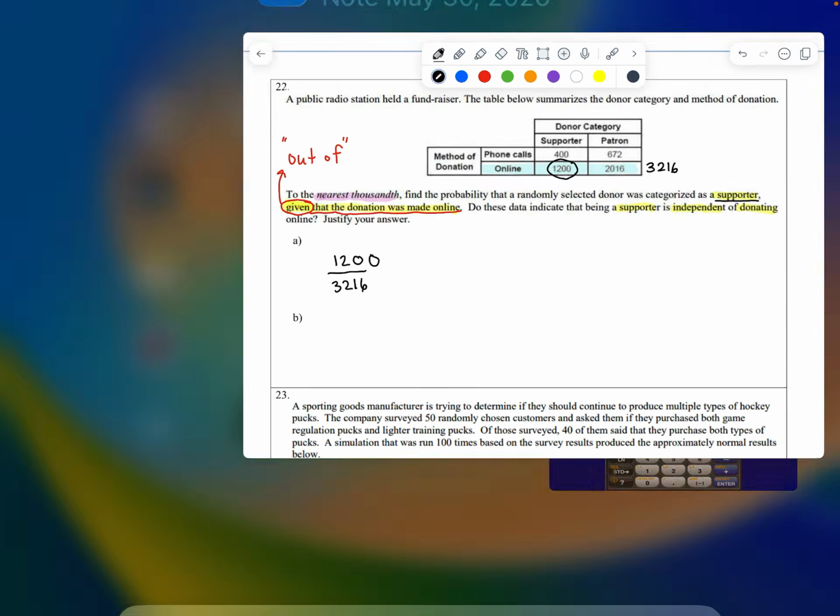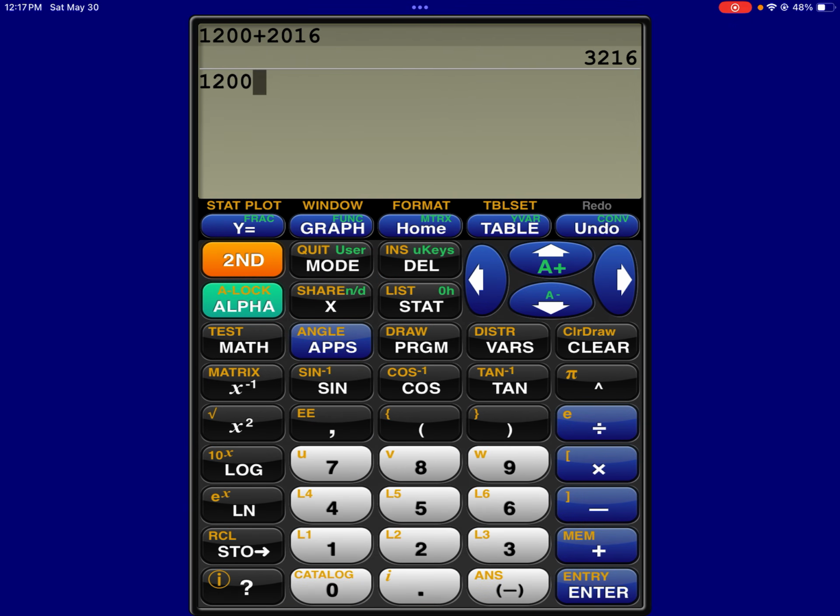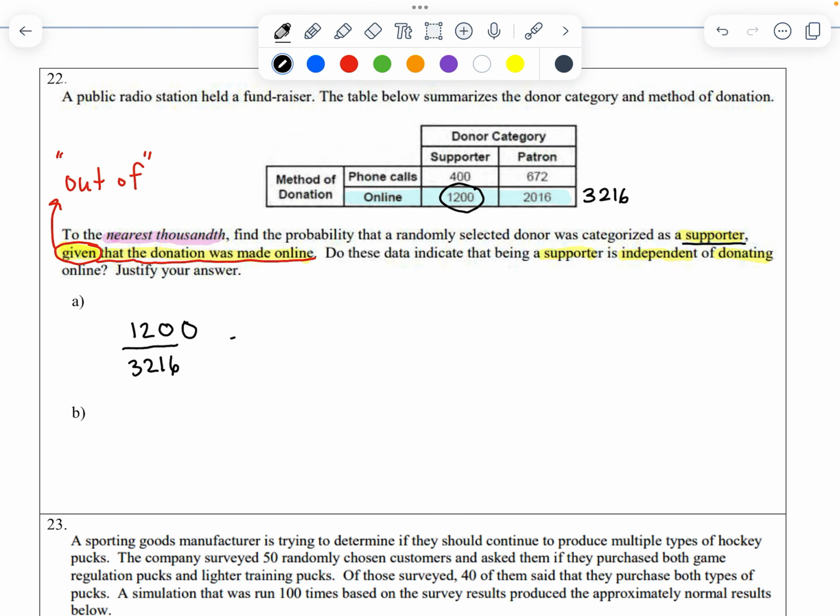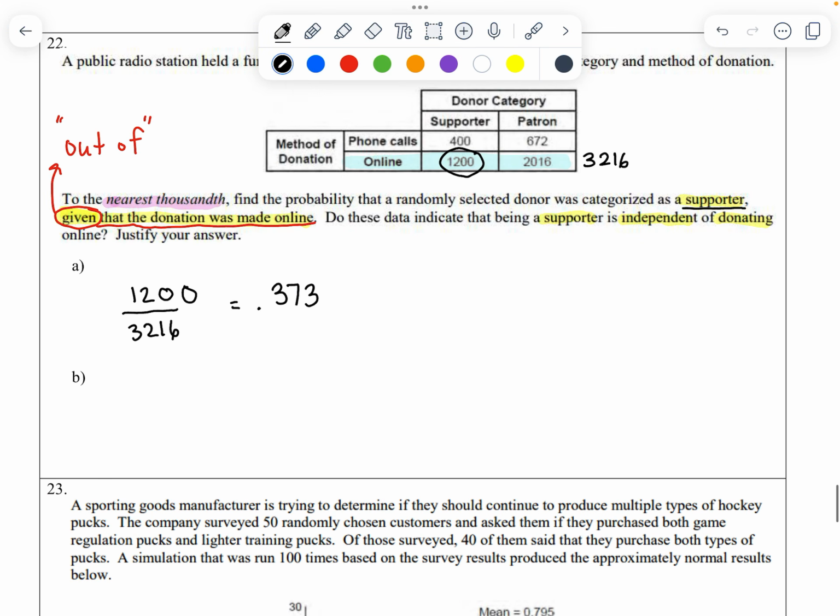Whoops. So 1,200 divided by, okay, and 3 decimals is 0.373. And there you have it. That's 2 points. All right, now we have independent.